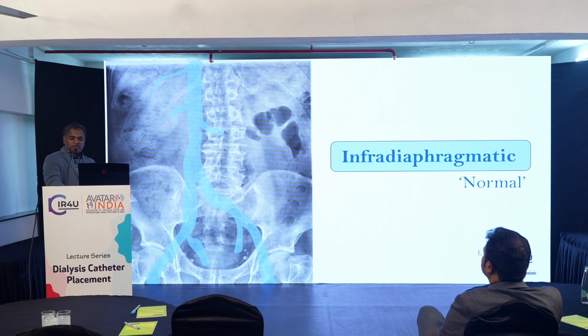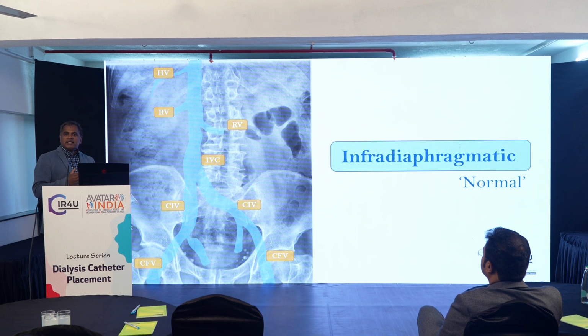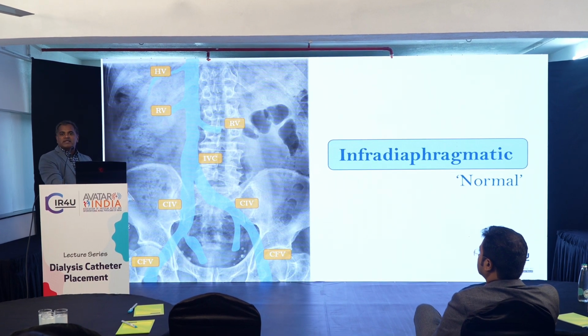The anatomy below the diaphragm: you have femoral veins. The femoral veins join together and form the inferior vena cava. The inferior vena cava is joined by the renal veins on the other side, and then it joins the right atrium. So this is the infradiaphragmatic venous anatomy. So how often do we see this normal anatomy? As I say, the majority of the time you see normal anatomy, but there are always some variants.